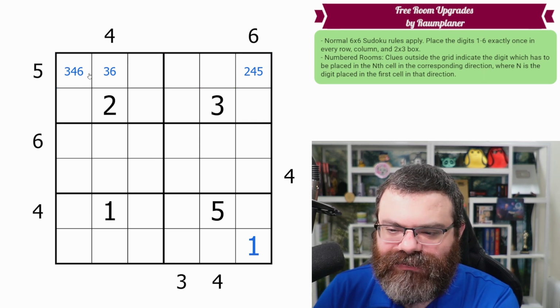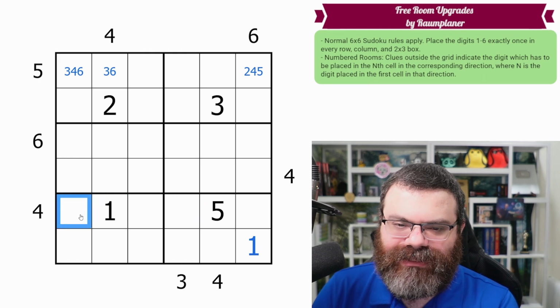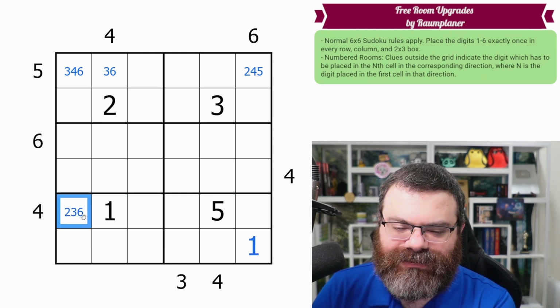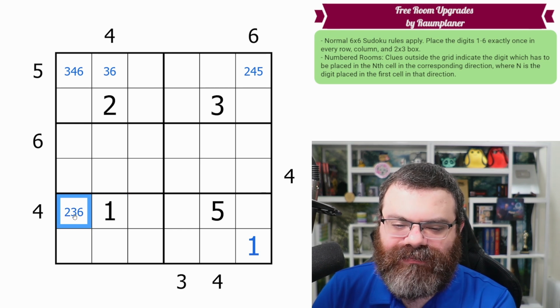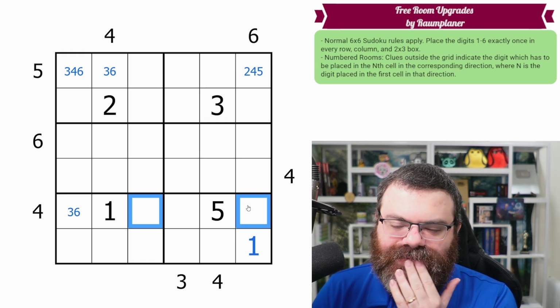Okay, so we haven't found quite the limited one yet. How about this 4? Because we already have the 1 and the 5 placed here. So 1 through 6. Can't be 1, can't be 4. It can't be the 5 because there's a 5 in the row. It can't be a 2. That's occupied by the 1. So the 4 ends up here or here, either of which seems to work.